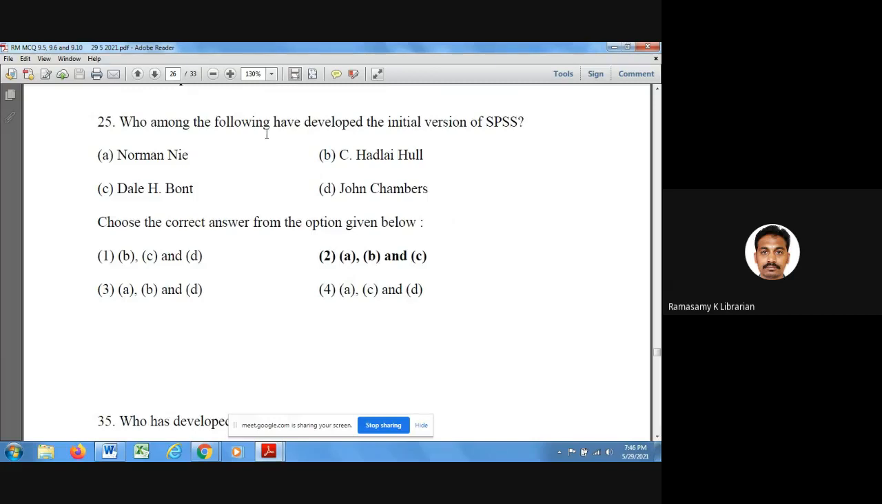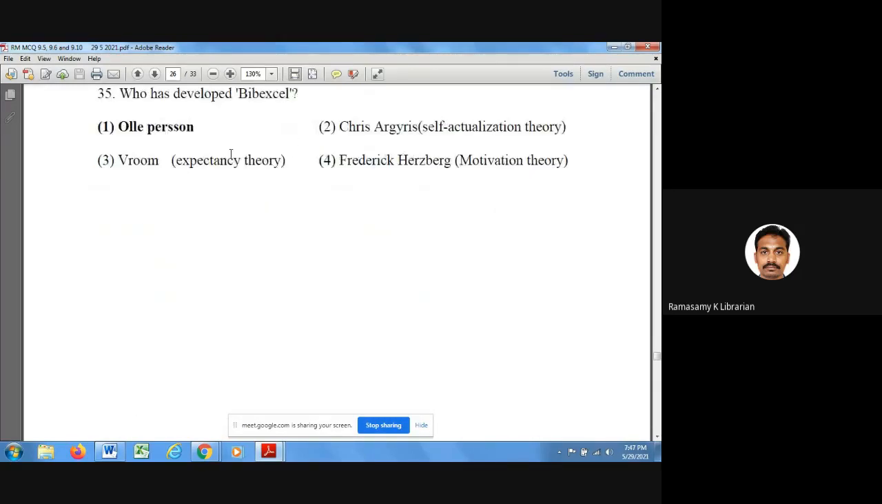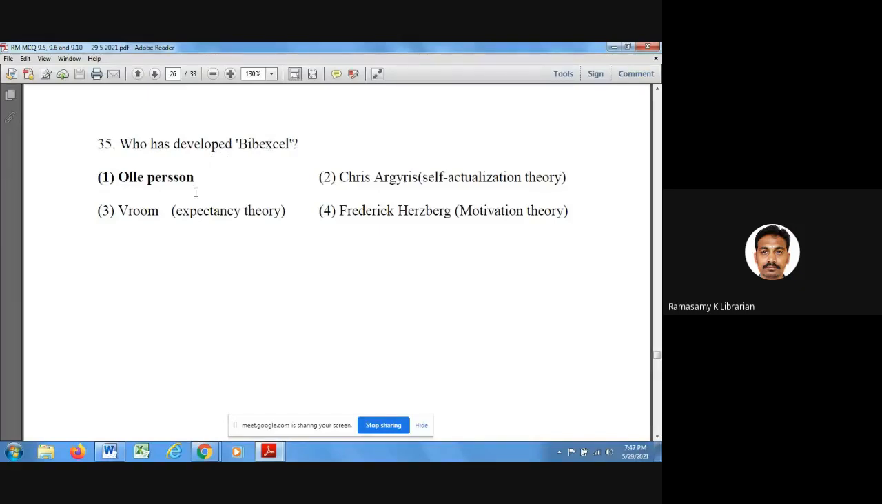Then, who among the following developed the initial version of SPSS? A, B, C. Remember the names. Fine. Who developed Bibliography? I told you, only a person from Sweden. Other people developed something else; they developed some management theories. Only a person from Sweden developed Bibliography, a free software.